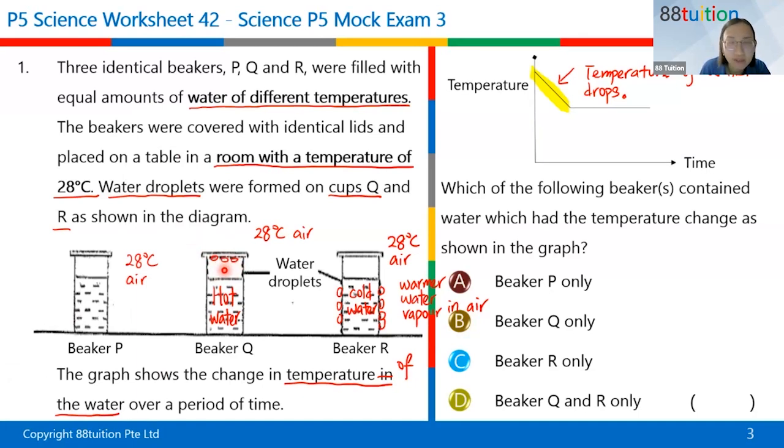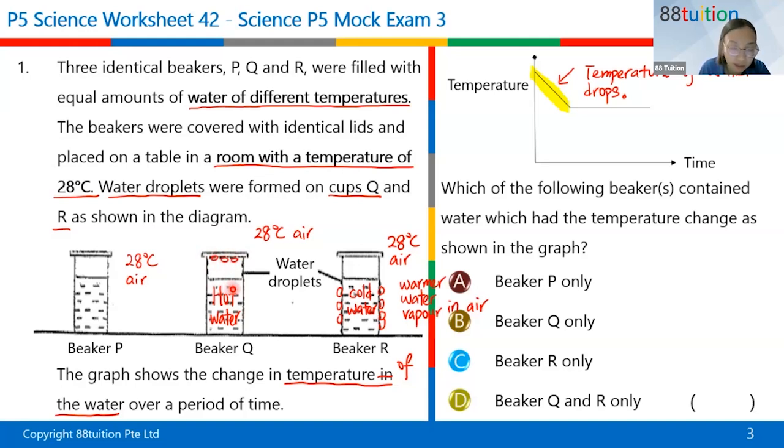Now, the water vapor here, at first is room temperature, but it will gain heat from the hot water, then it becomes warmer water vapor. This warmer water vapor will then touch the cooler inner surface of the cover. It will lose heat and condense into water droplets. That's why you see water droplets here.